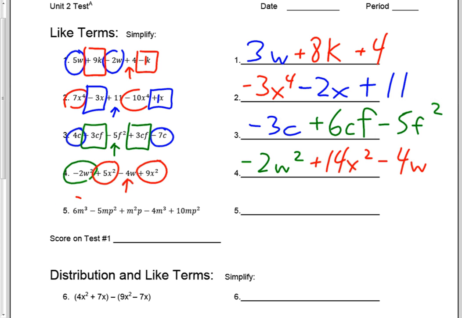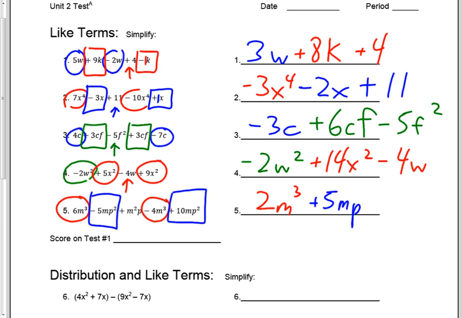You tell me, what can I combine with 6m^3? 4m^3. All right. I don't change the m^3. Well, what's 6 minus 4? 2. Do I have anything to combine with minus 5mp squared? 10mp squared. Minus 5 plus 10. And this, there's nothing else. I'll just bring it over.